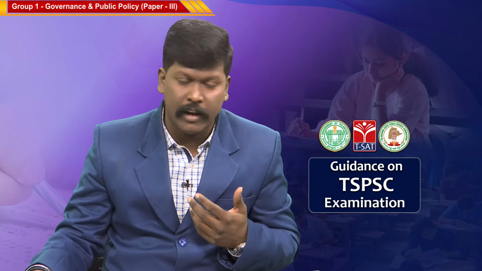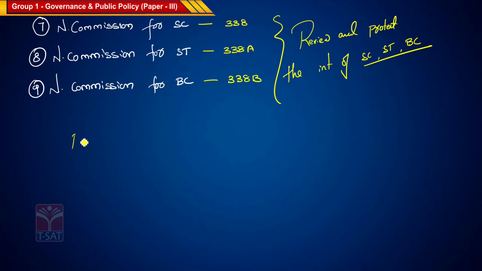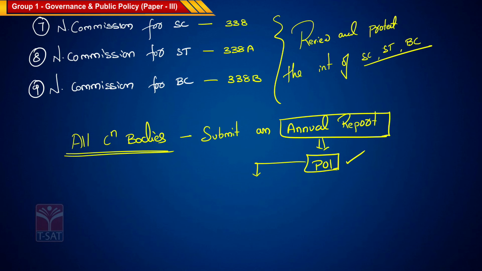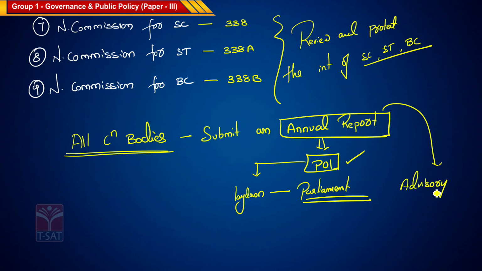But one common point about constitutional bodies: all constitutional bodies must submit an annual report about their work to the President of India. Now what will the President do? The President shall in turn lay these reports in Parliament for discussion. And all the reports submitted by the constitutional bodies are advisory in nature. They are just advisory in nature.